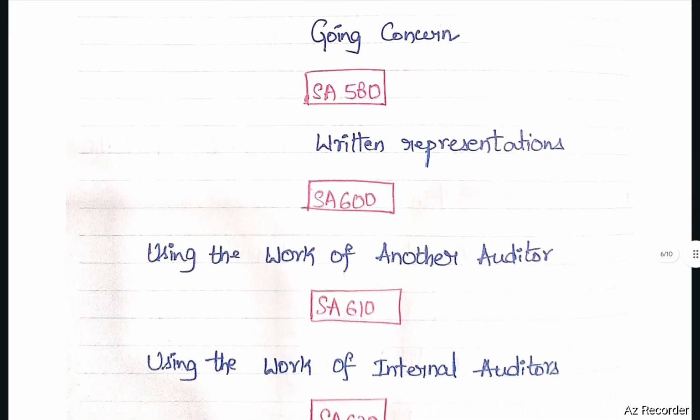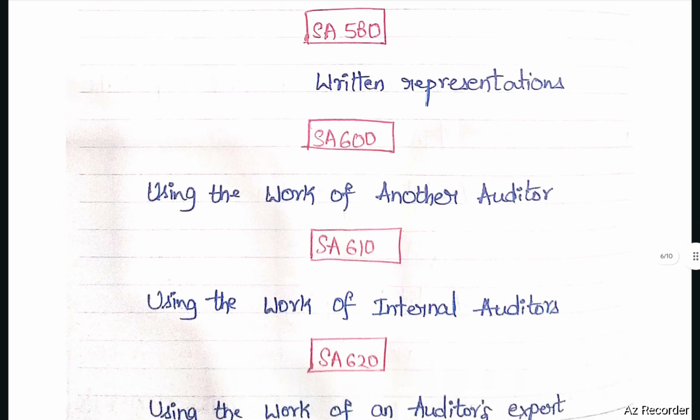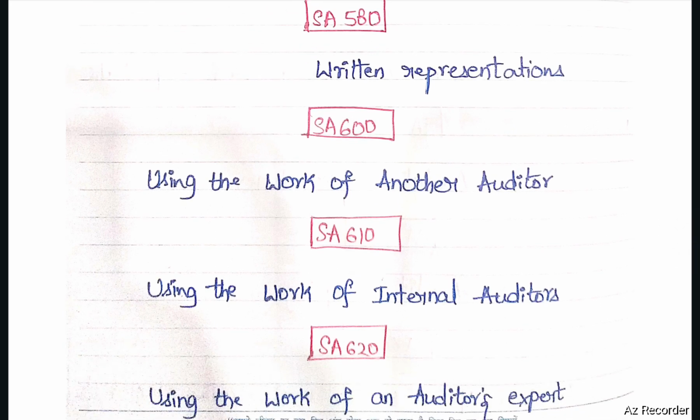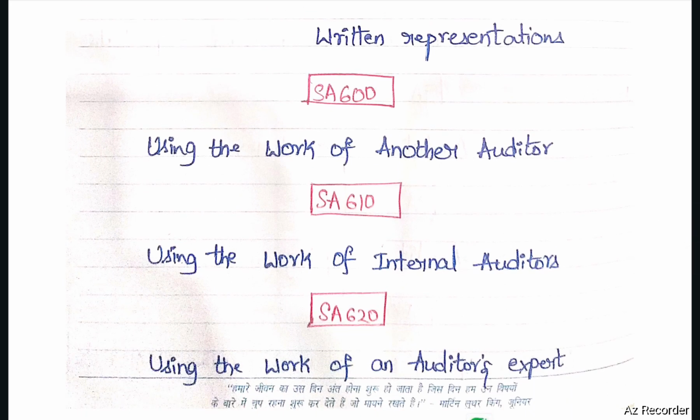SA 600, using the work of another auditor. SA 610, using the work of internal auditors. SA 620, using the work of an auditor's expert.